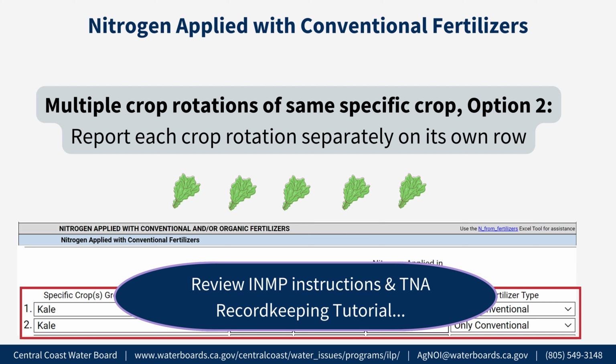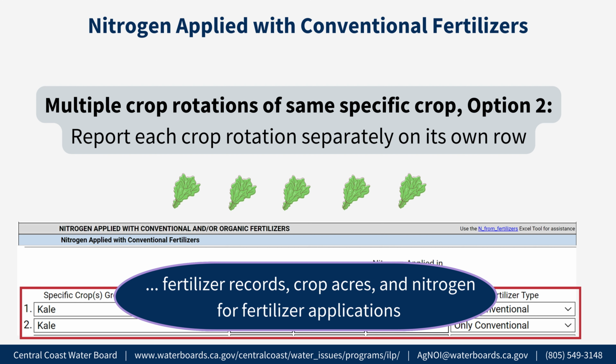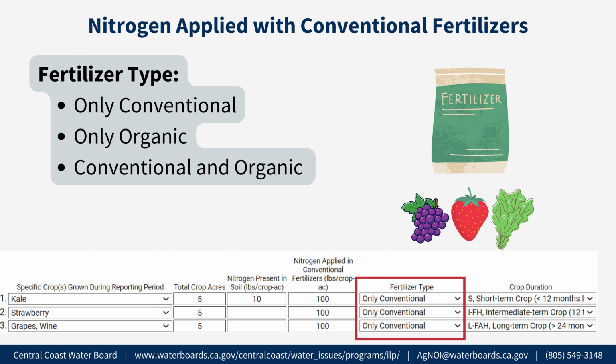You can review the INMP Summary Report instructions and the TNA record-keeping tutorial for details on maintaining fertilizer records, calculating crop acres, and how to calculate nitrogen applications for fertilizer applications. Specify if the crop received only conventional fertilizer, only organic fertilizer, or both conventional and organic fertilizers using the drop-down selections.